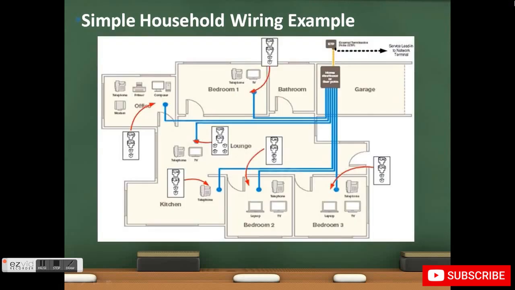Here's another way the household electrical diagram may be drawn. As you can see, in this case, each room has an independent power supply, so if any problem occurs in one room, you can just investigate the circuits in that particular room.